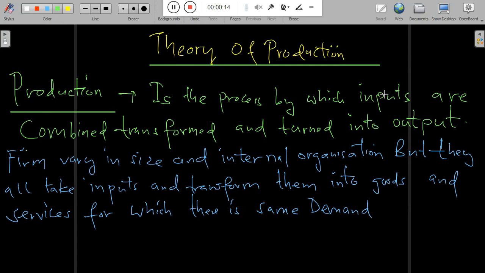In this lecture, we are going to begin by understanding what production is. Production is a process by which inputs are combined and transformed into output. Firms vary in size and internal organization, but they all take inputs and transform them into goods and services for which there is demand.